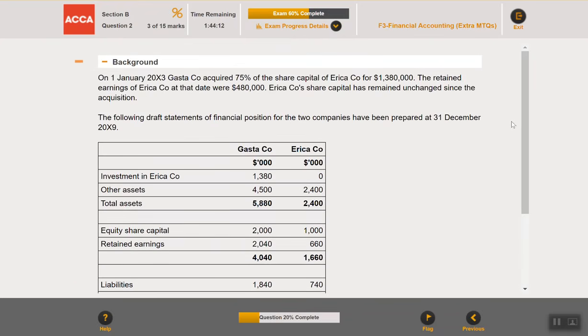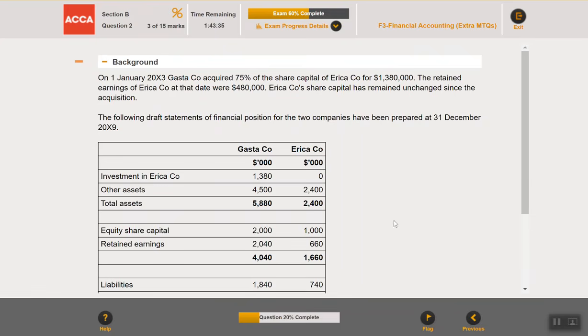On 1st January 2013, which is the acquisition date, Gusta Co. acquired 75% of the share capital of ERCA for 1.3 million. That means 25% is NCI. The retained earnings of ERCA Co. at the date were 480,000. ERCA Co. share capital has remained unchanged since the acquisition. The following draft statement of financial position for 2 companies has been prepared at 31st December 2019.